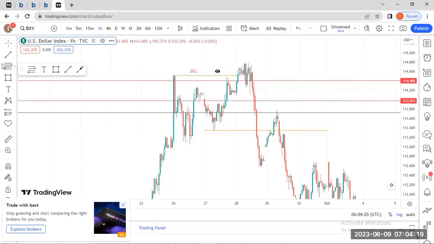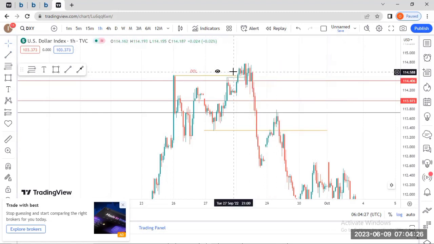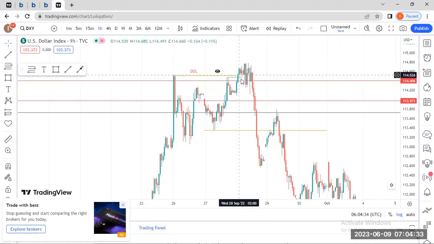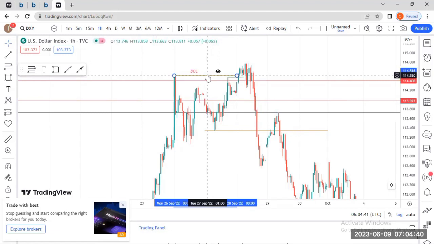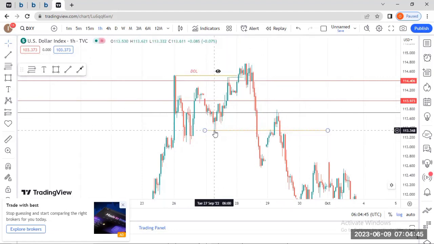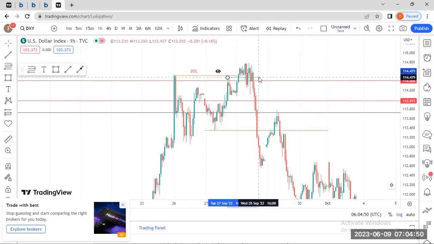So the market came to raid Tuesday's high during a short session on Wednesday. And where is Tuesday's low? This is Tuesday's low. Okay, we have already marked it out. So let's put it green. So the market took out Tuesday's high and low.